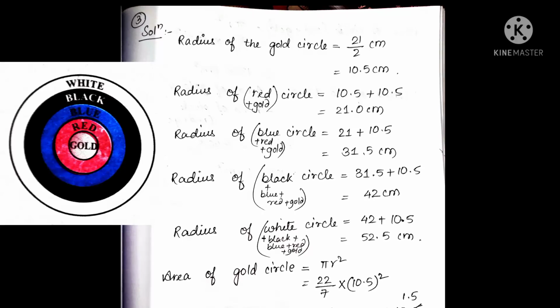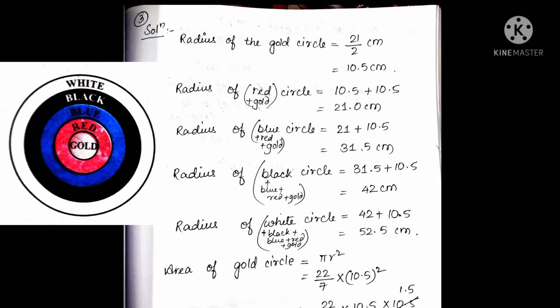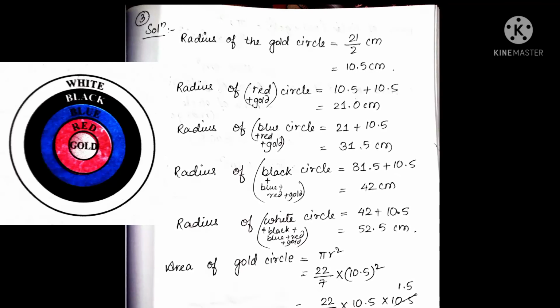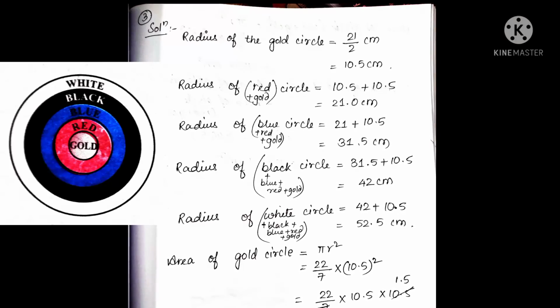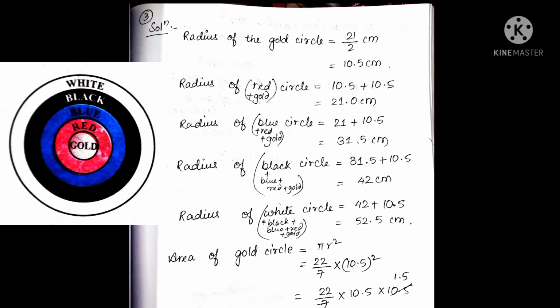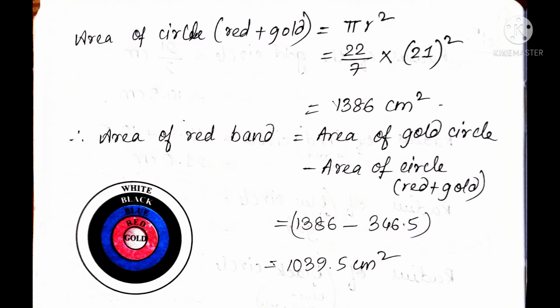So first of all we have to find the area of the gold circle, that will be pi r square. So pi we can put 22 by 7 into, you can see the radius of the gold circle is 10.5 centimeters. So after putting the values, we'll get the area of the gold circle. So next, the area of the circle which contains red and gold part will be equal to pi r square. So again here we can put the radius, already we found earlier, so radius to be 21 centimeter. So after putting this value we are getting 1386 centimeter square.